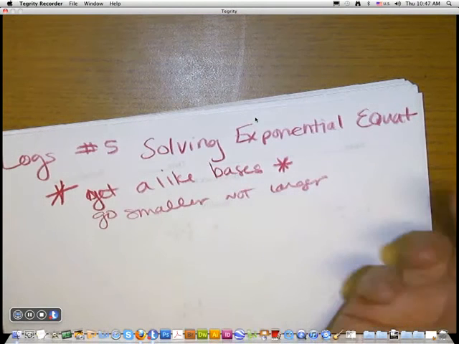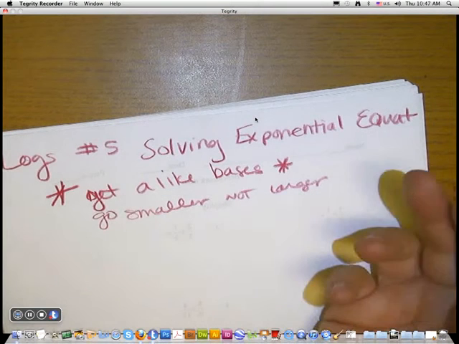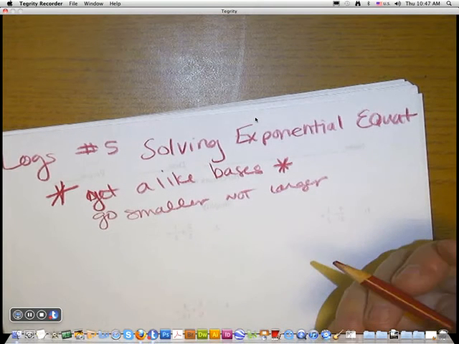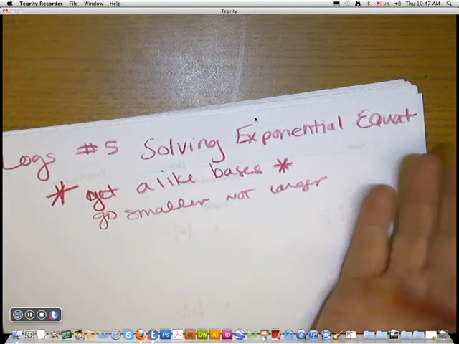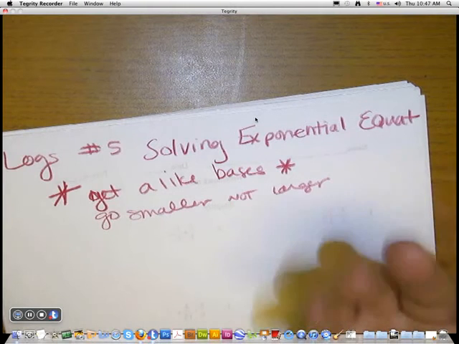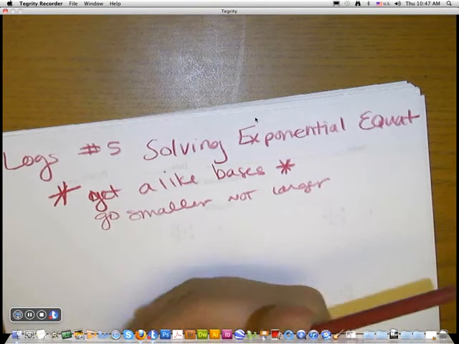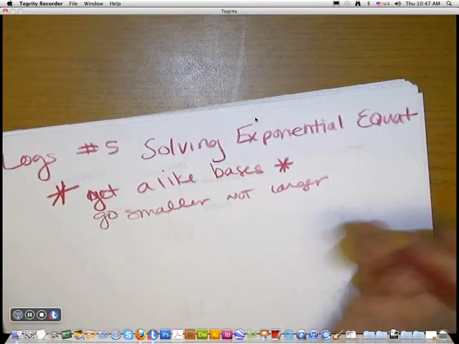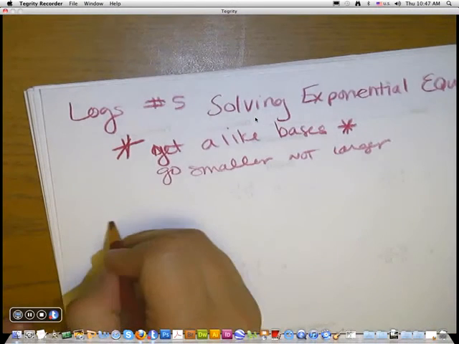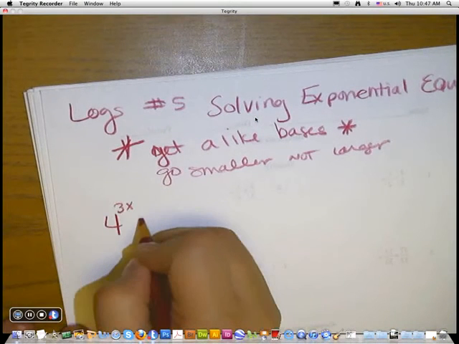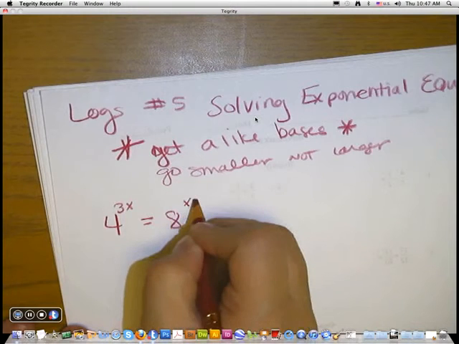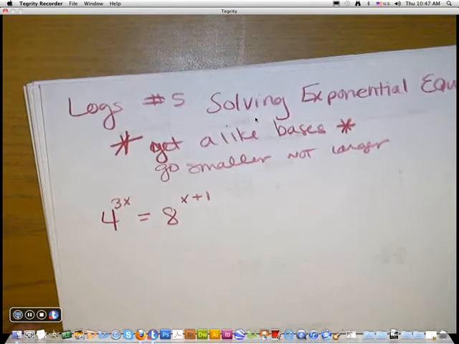Meaning I want to make them into 2s and 3s and 5s. The prime numbers are the way to go. You don't want to go to 4s and 9s. If you have 4s and 9s, you want to go farther to 3s and 2s. So let's start with 4 to the 3x is equal to 8 to the x plus 1.